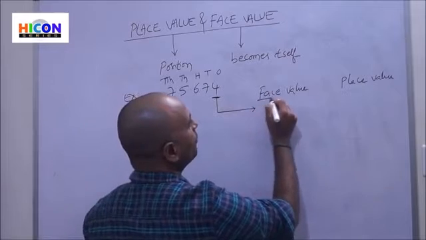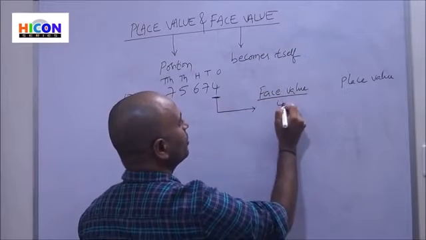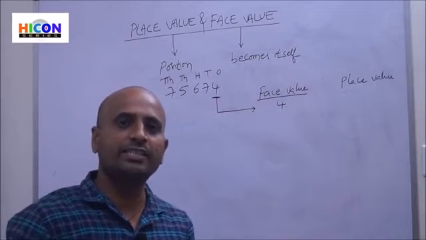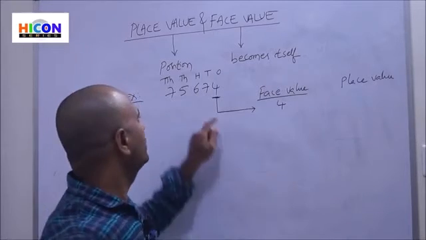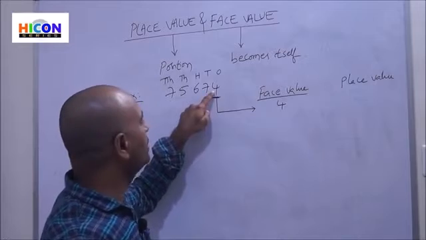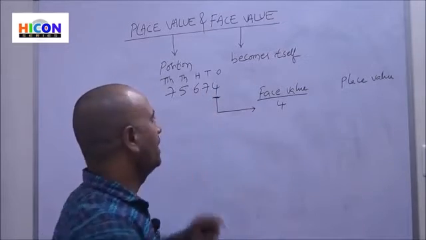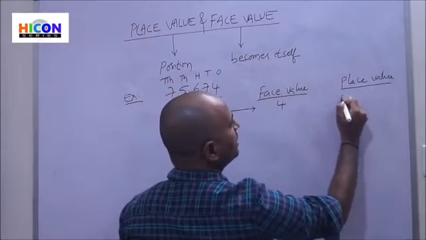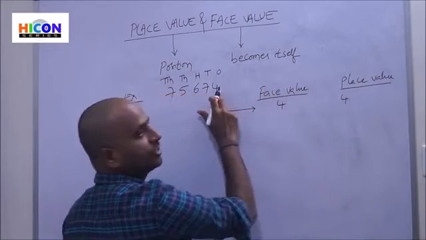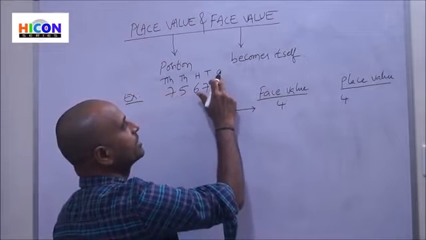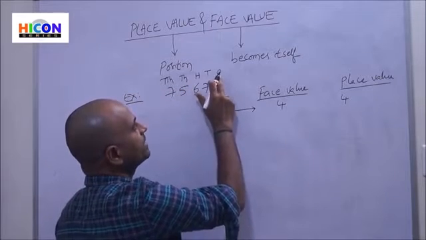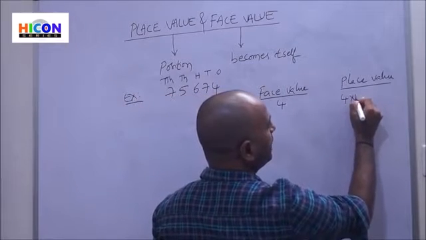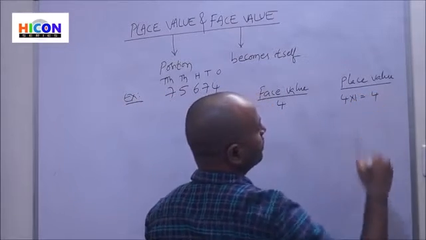The face value of any digit becomes itself. The face value of 4 becomes 4. So that's why the face value of the digit 4 is 4. And the place value of 4 is the digit into, that means the digit should be multiplied with its place. The 4 is present in ones place, so that's why the 4 should be multiplied with 1 and becomes 4.